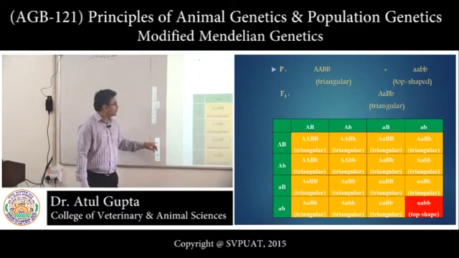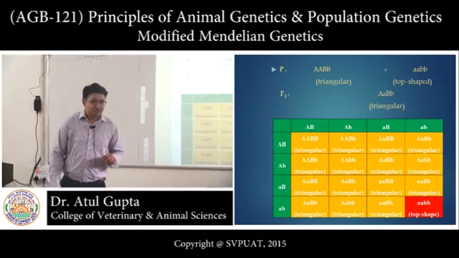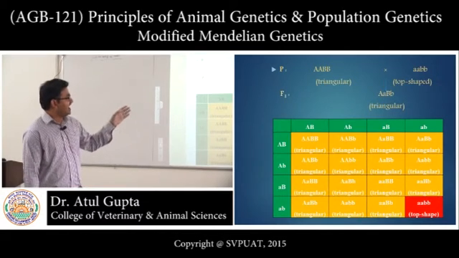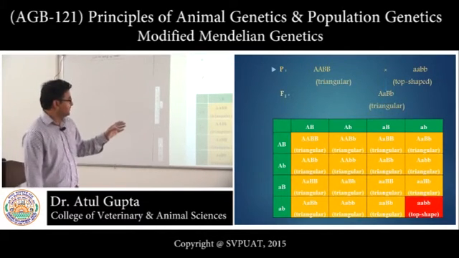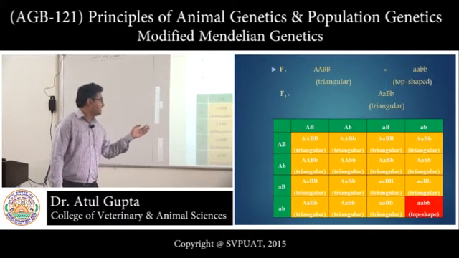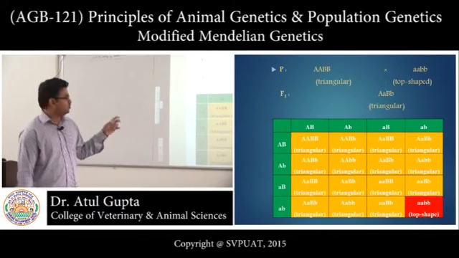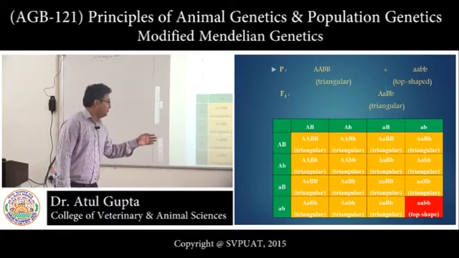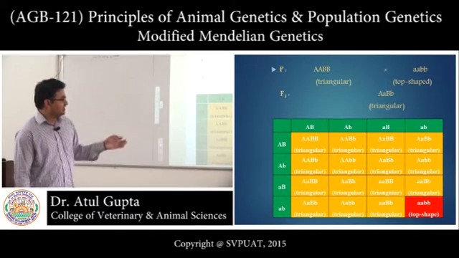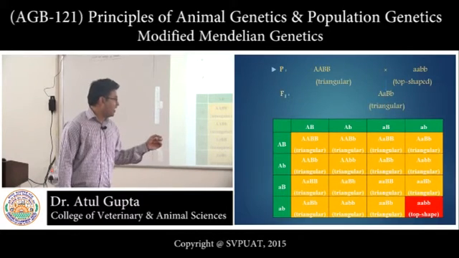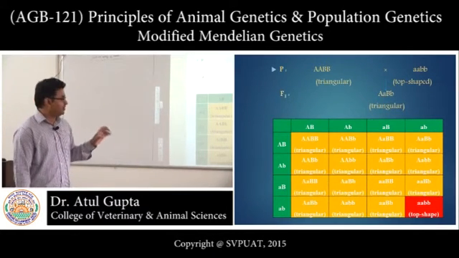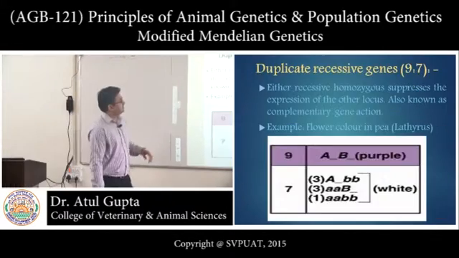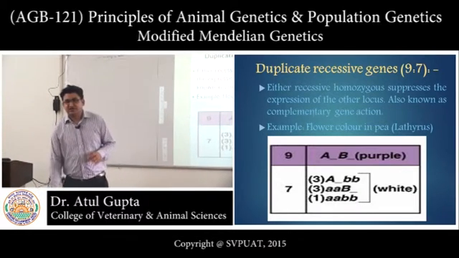When we cross a triangular shaped fruit with a top shaped fruit, then in F1 we will have all triangular. But when we allow these F1 progenies to mate together or self-pollinate, then in F2 we will have 15 triangular and 1 top shaped. Why is it? Because capital A and capital B are producing the same phenotype, whether they are present together or separately.